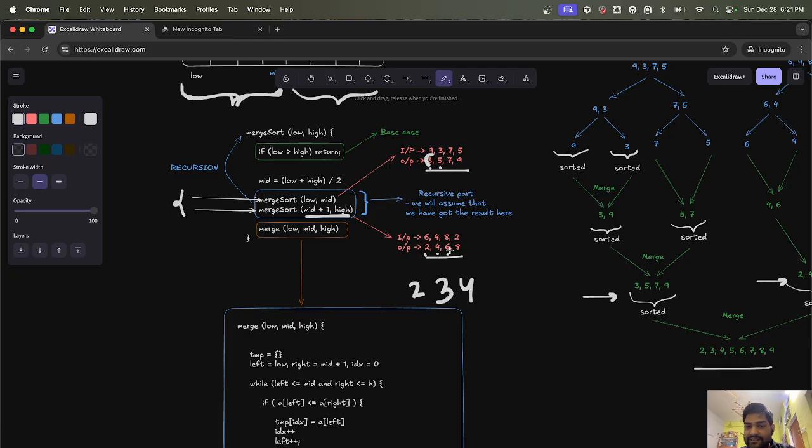Now, between 6 and 5, which is smaller? It is 5, correct? And I will move this particular pointer to 7. Now between 6 and 7, which is smaller? 6 is smaller. So similarly, it will be like 6, 7, and then 8, correct? Now after we take the 8, this will basically overflow.